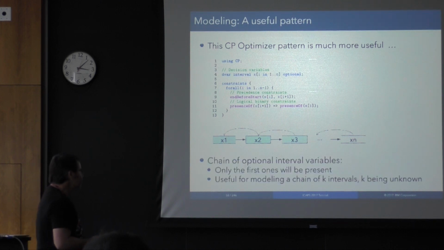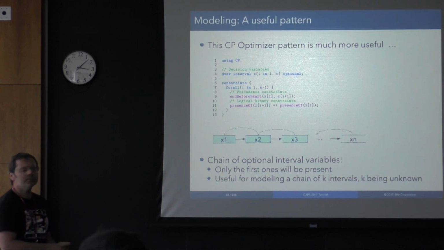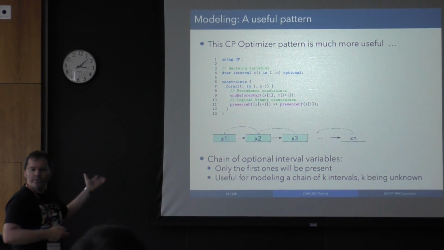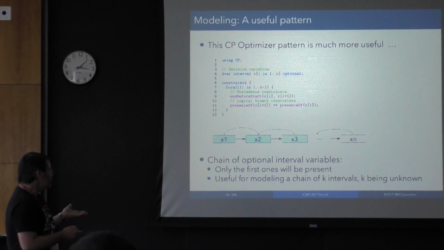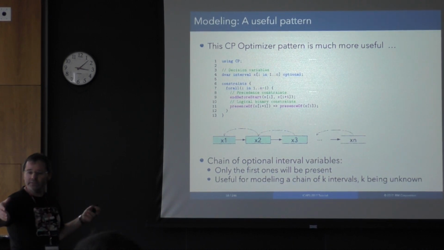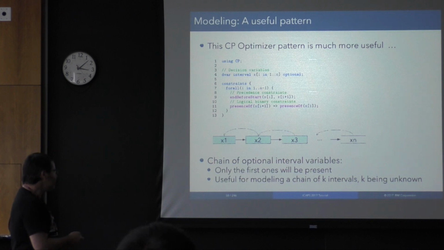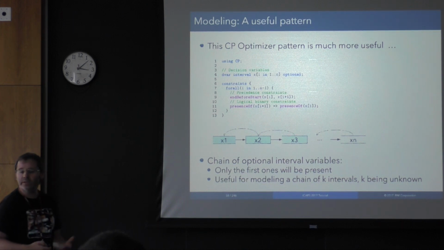So what does it mean? We call this pattern a chain of optional interval variables, because it is quite recurring in models. It is useful if you want to model a situation where you have a set of n intervals that follow each other. But actually you do not know how many intervals you will have in the end. You have a chain of k intervals and you do not know k.